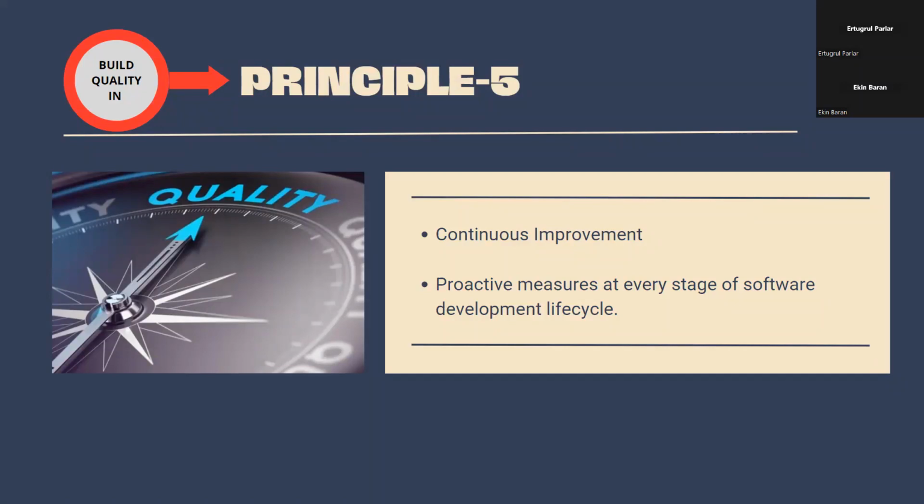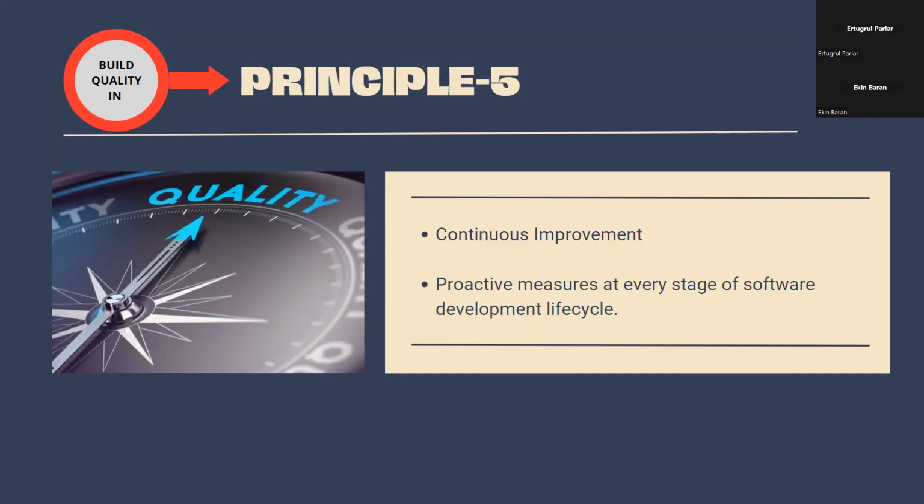And I have 3 examples for you to understand the build quality in principle. First example is conducting code reviews to ensure adherence to coding standards, then implementing automated testing to catch defects early in the development cycle. And the third one is using continuous integration to ensure changes are integrated smoothly. And I think it will be better if I talk about the best practices of build quality in. First one is establishing clear quality standards and metrics. And the most important is building quality into the development process from the start.